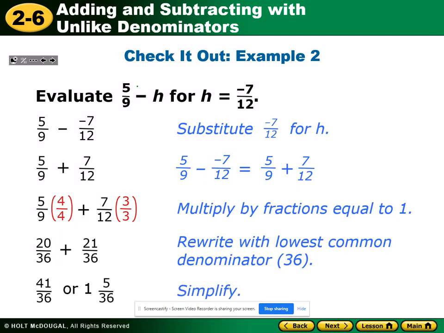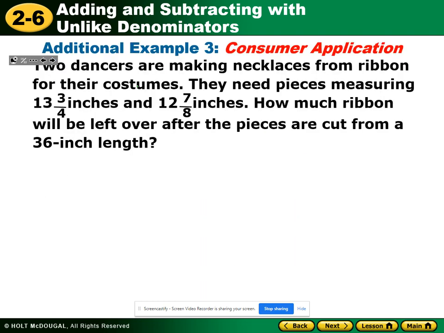They got our same numbers here. They got 41 over 36, which is way down here. And they got 1 and 5 36ths. You guys are getting pretty good at these, I'm hoping, by now.